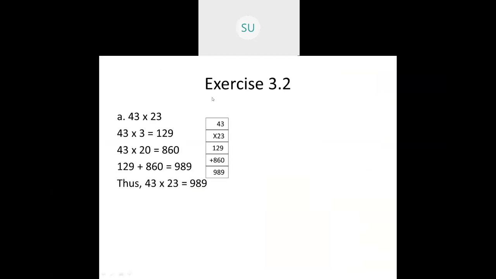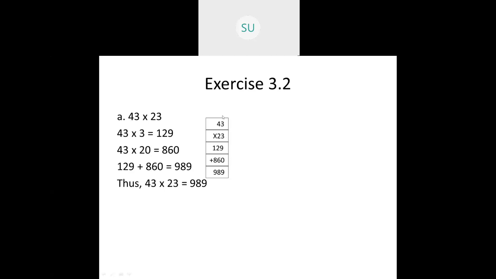So the first question is 43 into 23. Here 43 is the multiplicand, 23 is the multiplier. Okay, so now what we do, first we'll multiply 43 into 3, because 3 is there in the ones place in 23. Correct, so we'll do 43 into 3.